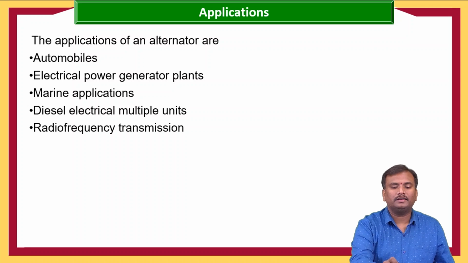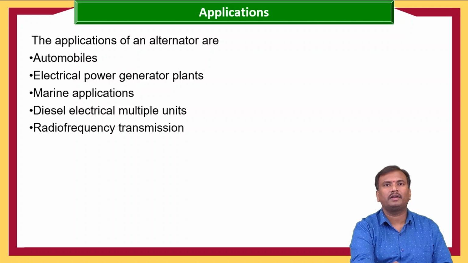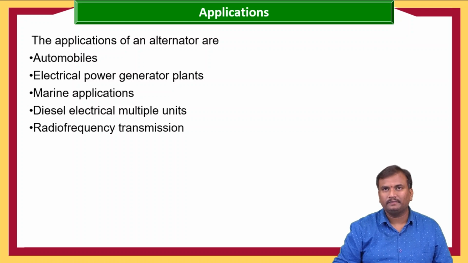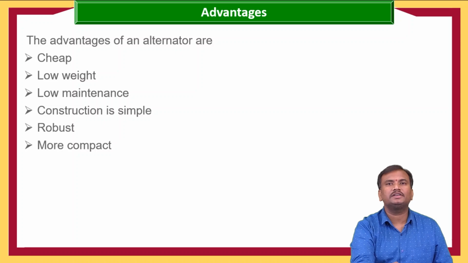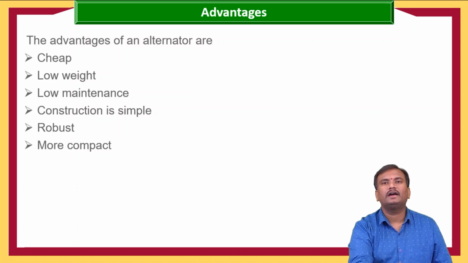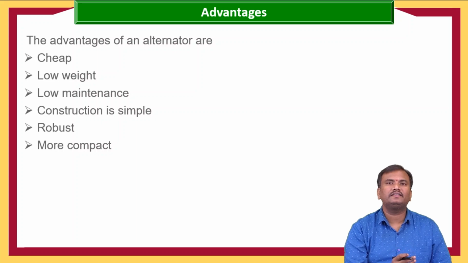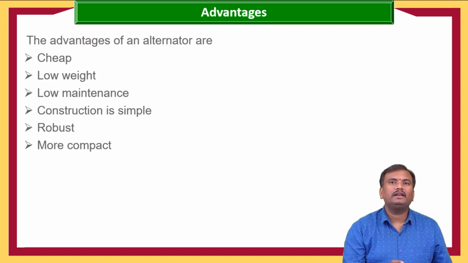And these are some of the applications of alternators: automobiles, electrical power generation plants, marine applications, diesel electrical multiple units, radio frequency transmission. And the advantages of an alternator are: it is cheap, low weight, low maintenance, construction is simple, and it is robust and more compact. As compared with the DC generator, here there is no commutator. So when there is no commutator, the maintenance is easy.